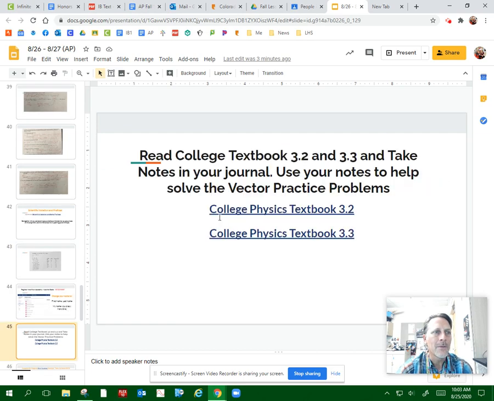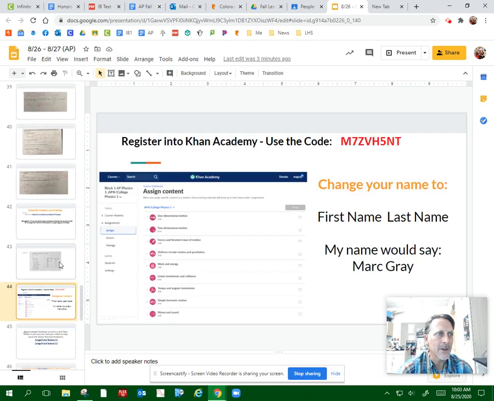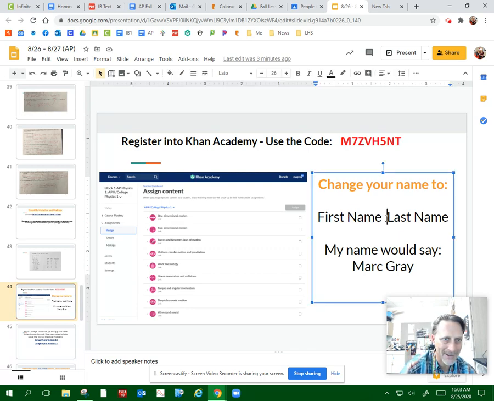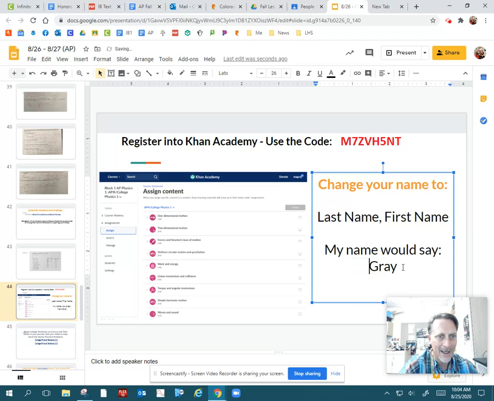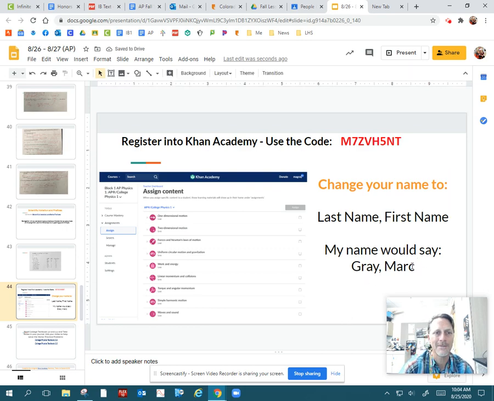Now we should be getting into Khan Academy, and we want to register. Use this code right here to get into Khan Academy. Then change your name to last name and first name, and it should look like this when you're done. Your screen name should look like your last name, comma, first name. It's going to help me sort your names.